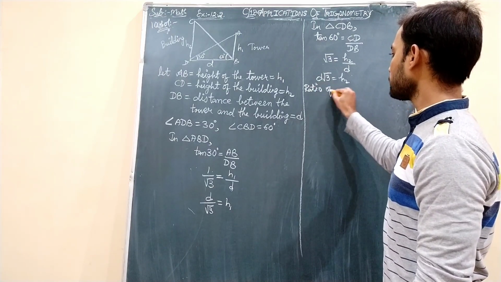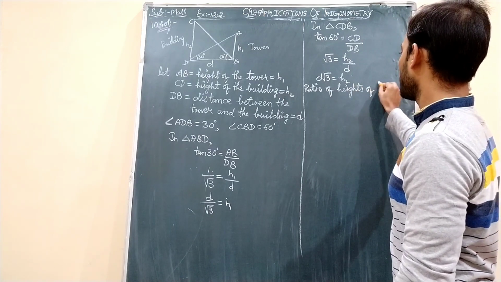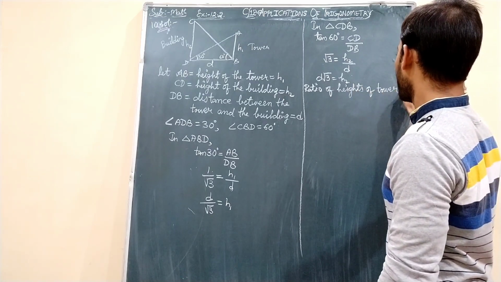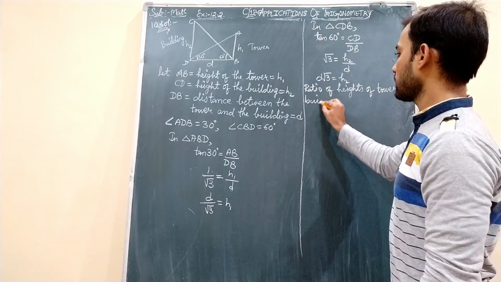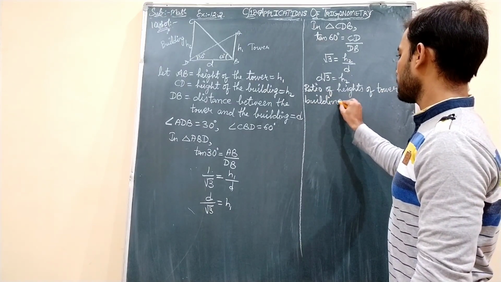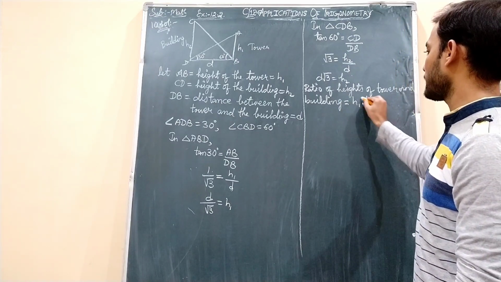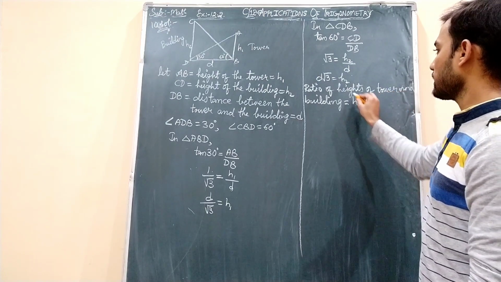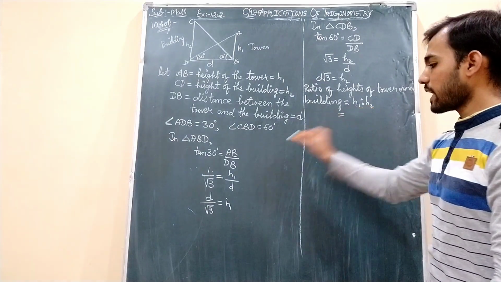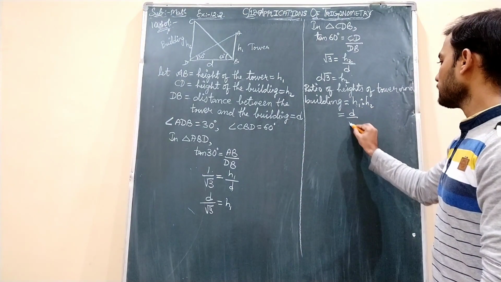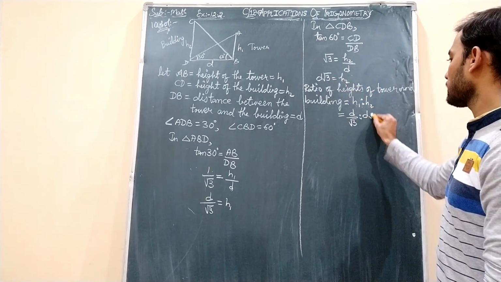Ratio of heights of tower and building is equal to H1 is to H2, students. Tower is H1, then H2 is the building. H1 we got as D by root 3 and H2 we got as D root 3, students.